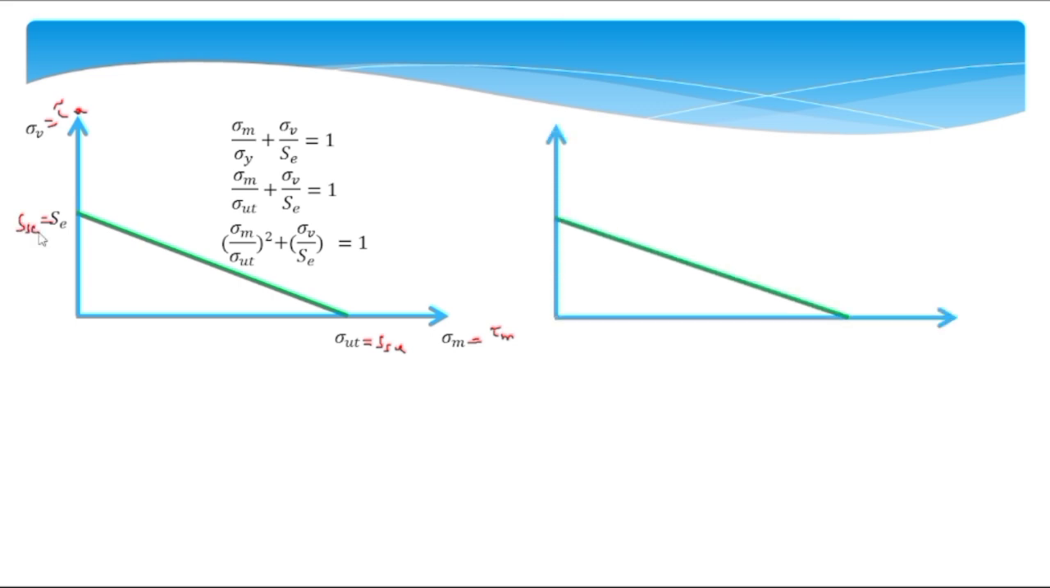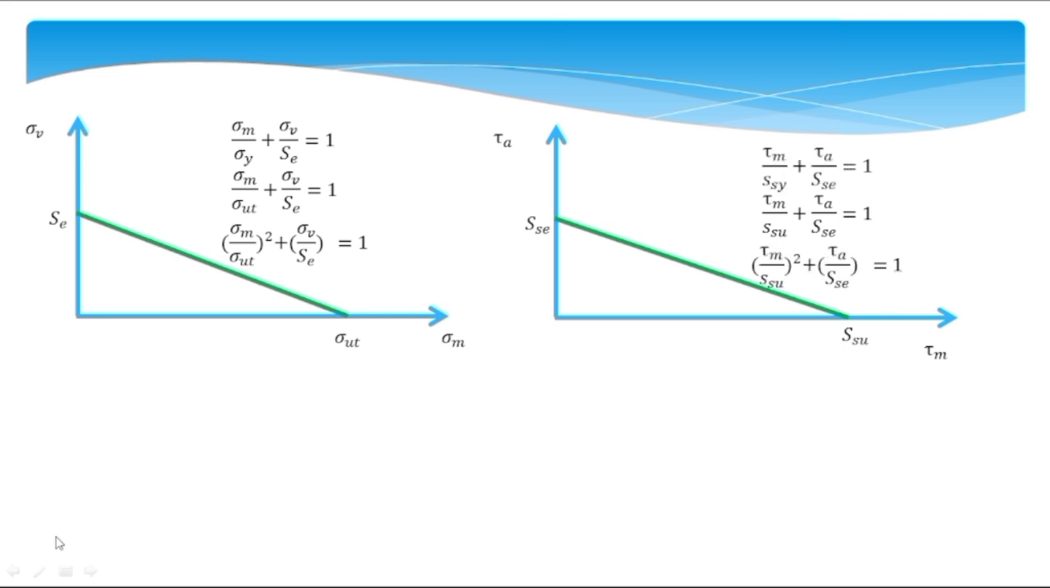So this is how the Goodman criteria will be drawn for the spring, and this Goodman equation will also be modified. This will be tau m, this will be tau v or tau a, this will be SSU, and this will be SSE, like this. And the Soderberg and Gerber criteria will also be changed similarly.